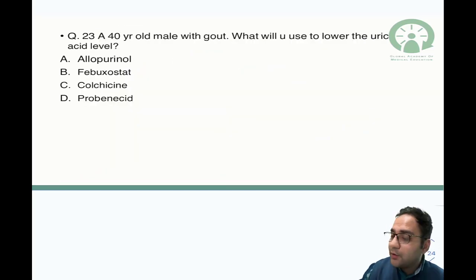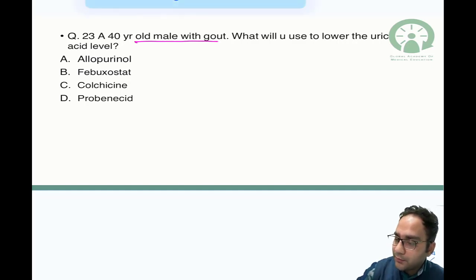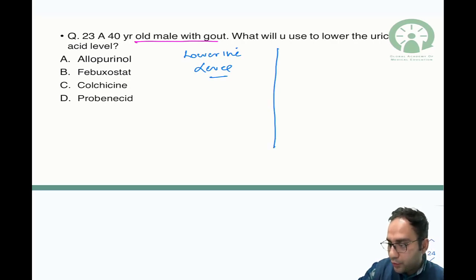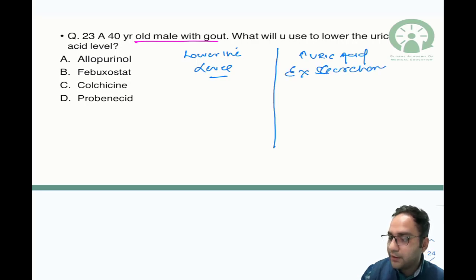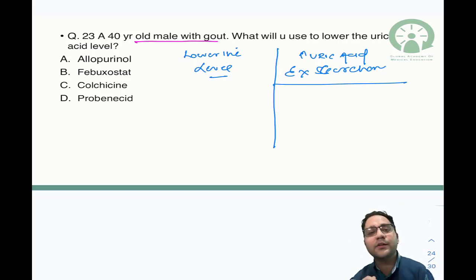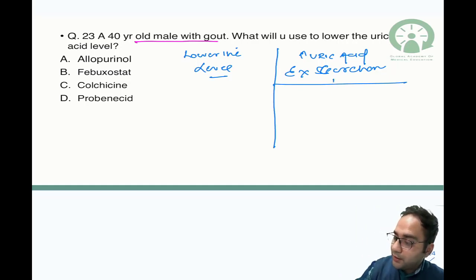Then another question on gout. I think there were 3 questions on gout. So you have a 40-year-old male with gout, and the question is asked, what will you use to lower the uric acid level? I think there were 2 questions from this side. One question was, how would you lower the level? And how would you increase the uric acid excretion? Increase of uric acid excretion means use of drugs known as the uricosuric drugs.